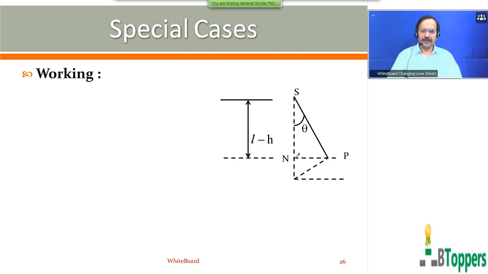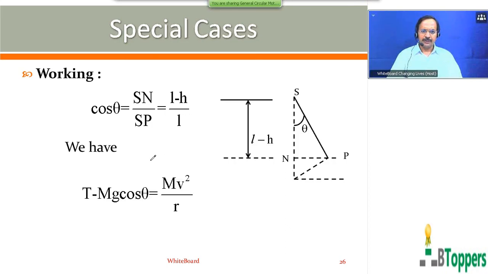So the distance from S to N, as explained, is L minus h, and the distance from S to P is L. So cos theta can be written as SN by SP, that is (L minus h) by L. And the equation for centripetal force on the bob is given by T minus mg cos theta equal to mv square by R. Come on, all of you, finish writing the notes up to here.